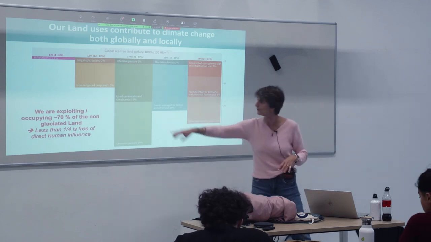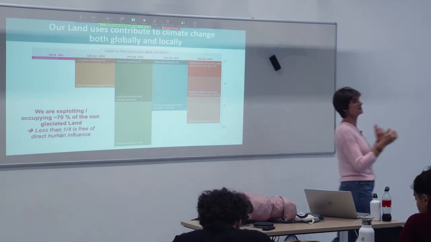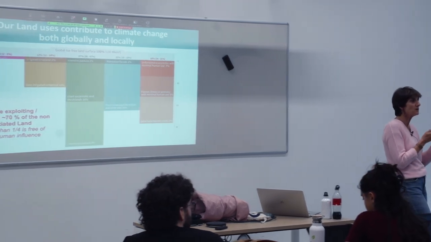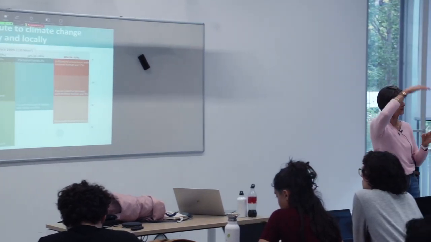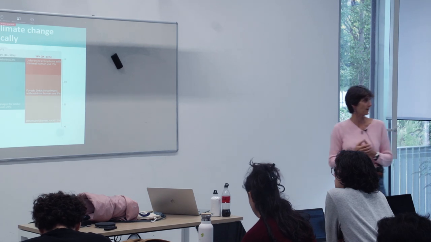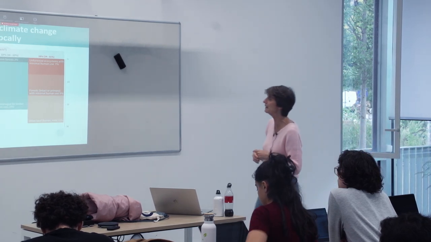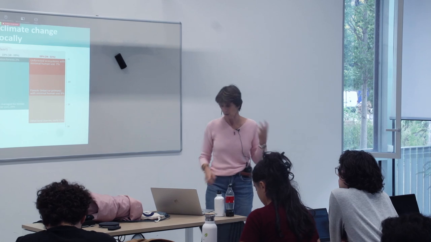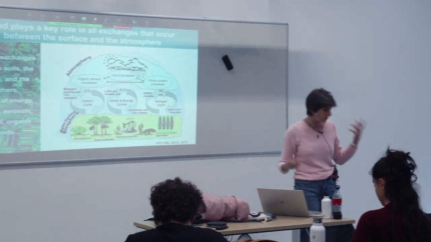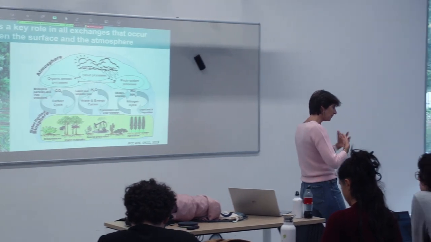And one fourth is free of direct human influence. Of course, indirect via the atmosphere. So they are feeling the global warming, but they have no direct influence. So that is a lot. And it's a lot if you think of the land-atmosphere interaction.